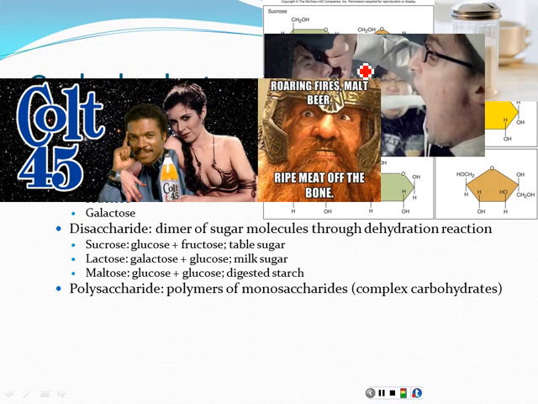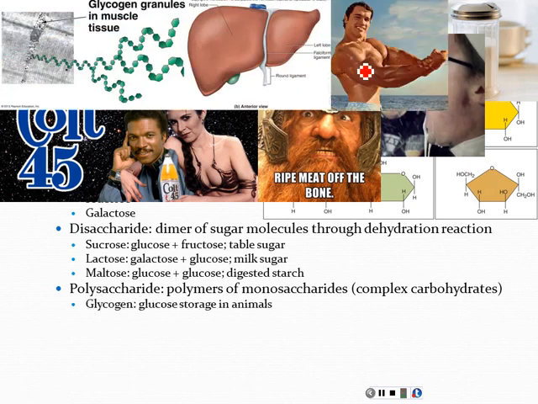Polysaccharides, like the name implies, this is when we have it as a polymer, right? It has multiple chains of monomers together. So this is our complex carbohydrates. We have glycogen, and this is how animals store our glucose. So when we have an abundance of glucose, we're going to store it in our liver and also in our muscles as well. That way, whenever we need to utilize the glucose for energy, we just cleave off one of these molecules and then utilize the glucose for our cellular respiration, which we'll talk about next time.